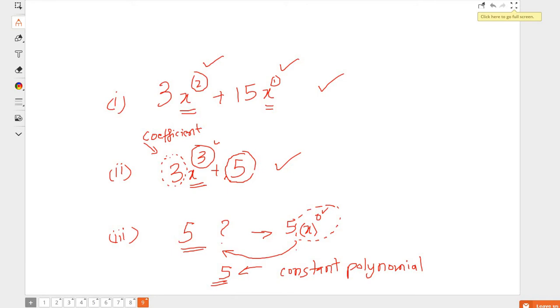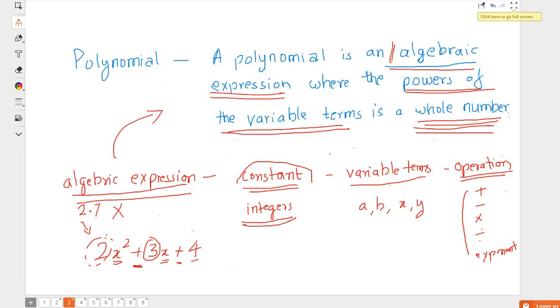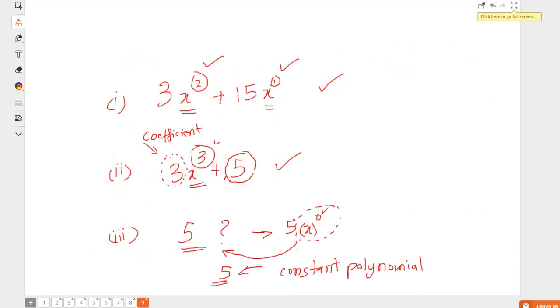So we have a clear case: always remember that it has to be an algebraic expression, and the powers of the variable terms must be whole numbers. Negative numbers are not whole numbers, so they won't be considered polynomials. If it was 5x to the power minus 2, this will not be a polynomial.